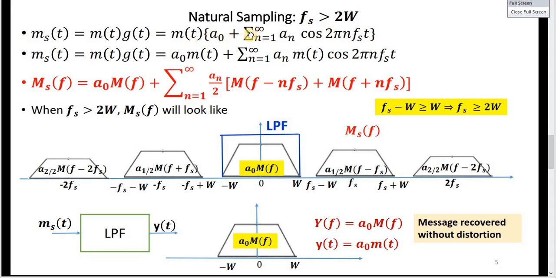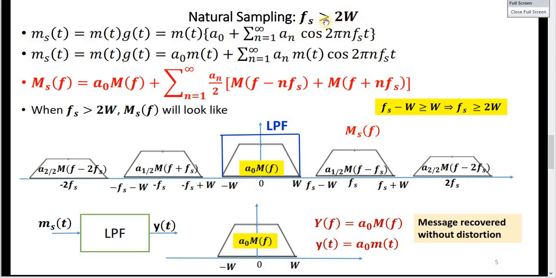Now we can expand this product as a0 times m of t plus m of t times a sub n cosine 2 pi n fs t. We take the Fourier transform of ms of t, which is ms of f equal a0 m of f plus the Fourier transform of a product of a function m of t times cosine. This we have seen multiple times in this course, equals a sub n over 2 times m of f minus n fs plus m of f plus n fs. That is, the spectrum of m of t is shifted to the right and to the left by n fs.